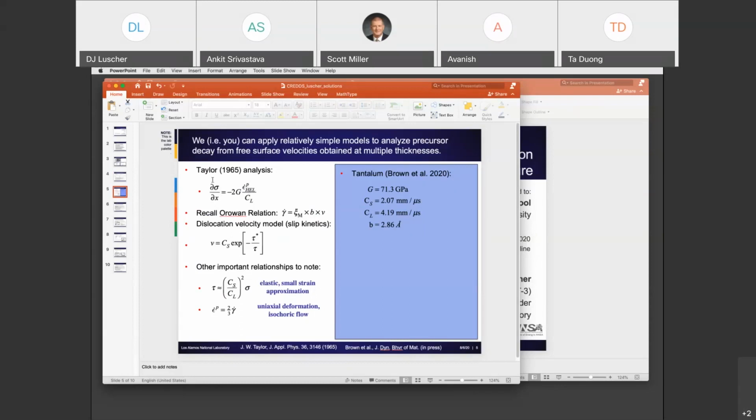And so what we have is a differential equation in terms of the evolution of that stress with run distance, x, in terms of some parameters. So G is the shear modulus, and that is provided over here for tantalum as 71.3 gigapascals. Then the plastic strain rate, which we're going to talk more about subsequently, divided by the longitudinal wave speed. So the longitudinal wave speed is an acoustic limit at zero pressure. So that's an ambient, if you will, acoustic limit.